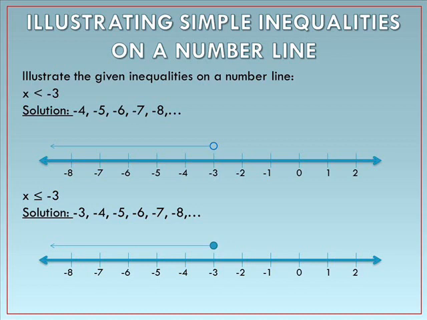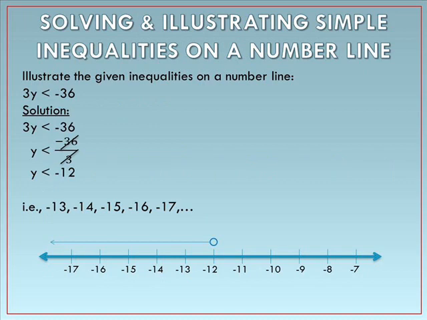Here, you can see that the value minus 3 is not included in the solution of the third inequality. Therefore, minus 3 is marked using a circle. And as the value minus 3 is included in the solution of the fourth inequality, minus 3 is marked using a dot. After drawing the circle and the dot, we will extend arrows towards the left hand side because the numbers included in the solution are towards the left hand side of minus 3. This is how we have illustrated the solutions of the third and fourth inequalities on the number line.